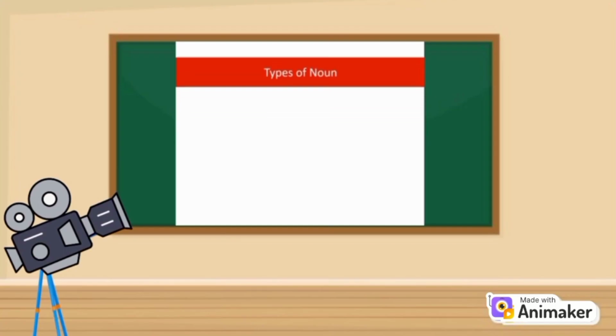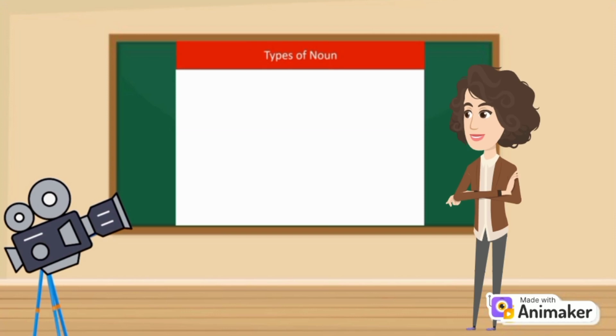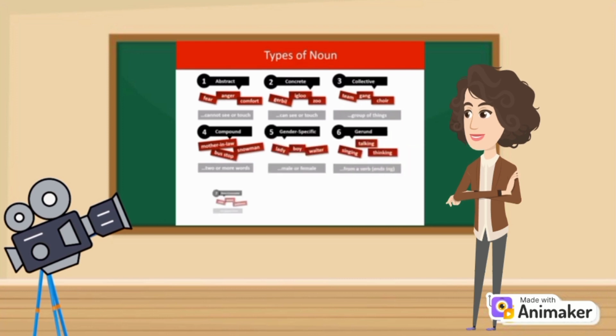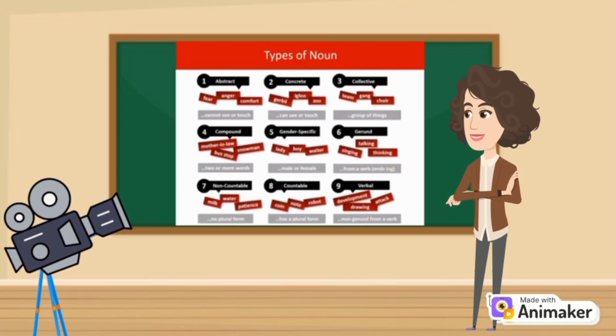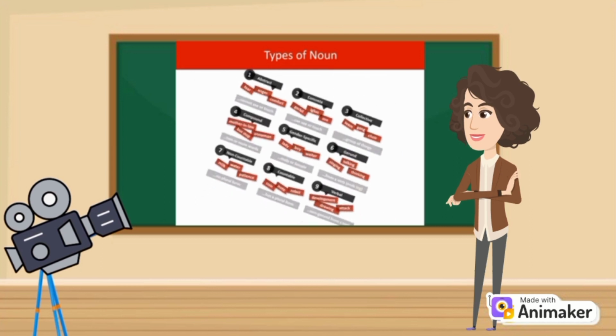In this video, we're going to look at the different types of noun. We're going to cover 9 types of noun: abstract, concrete, collective, compound, gender-specific, gerund, non-countable nouns, countable nouns, and verbal nouns. This slide might be enough for you. It gives 3 examples and a very brief explanation of what each type of noun is. But before we look at these 9 types of noun, there's something else we need to talk about. We need to talk about categories of noun. So let's get rid of those.